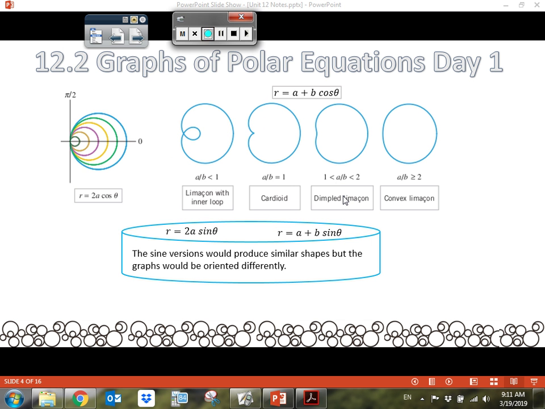All right, let's take a look at today's lesson. So today we're going to be doing the first day of graphing polar equations. And I've split the polar equations into two kind of groups. Today we're going to look at these two main types. This is where we have circles that are generated by this equation. And then these types, where they have names, limacon, cardioid.